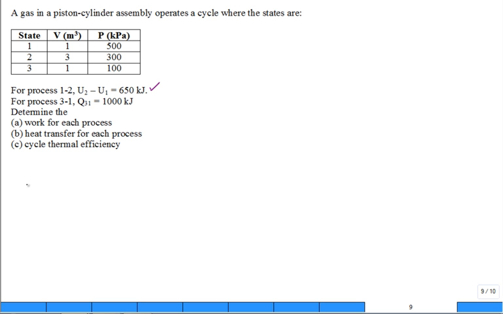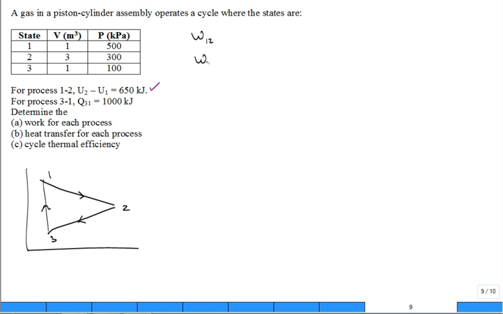So resketch the PV diagram. This was 1 to 2 to 3 and then back again. And I need to calculate the work 1 to 2, the work 2 to 3, the work 3 to 1. And then I need to get the Q1 to 2, the Q2 to 3, and the Q3 to 1. I need 6 answers: part A, 3 of them, and part B, 3 of them. Well, of the works, which one is the easiest to compute? 3 to 1 because it's 0.